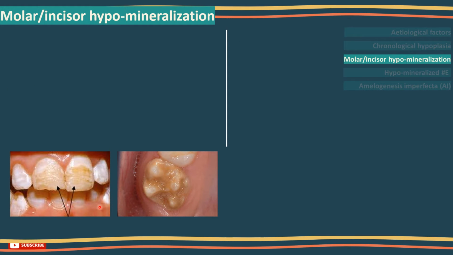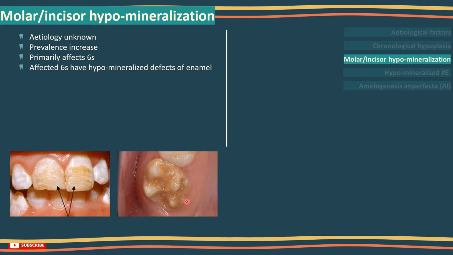Molar incisor hypomineralization. The etiology in this case is unknown, and the prevalence has increased over the past 2 decades in developed countries. It primarily affects the sixes, but 50% of the population also have defects on permanent incisors. The affected sixes have hypomineralized defects of enamel, varying from discoloration to severe enamel dysplasia with post-eruptive breakdown. Sensitivity may increase, and secondary caries may increase as well. Defects may affect anything from 1 to all sixes.